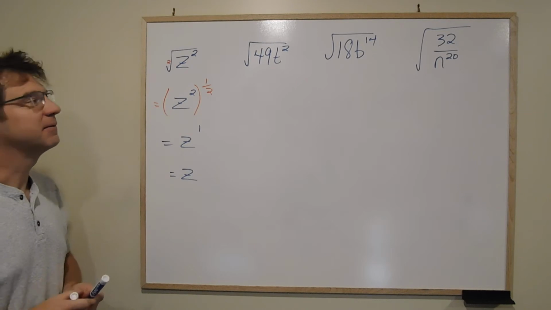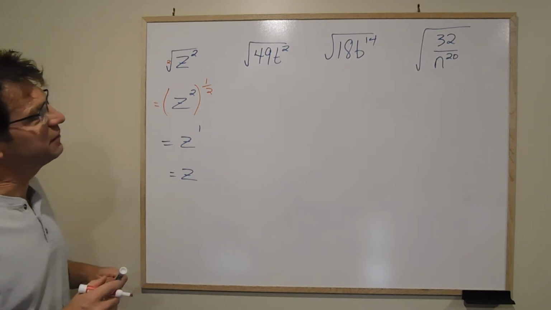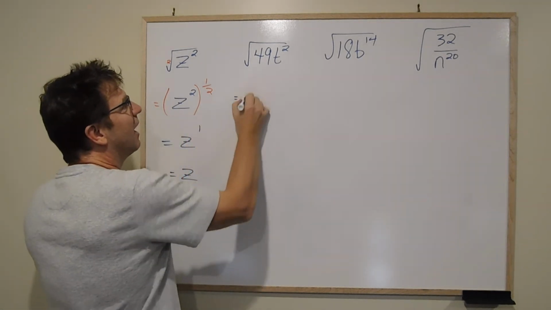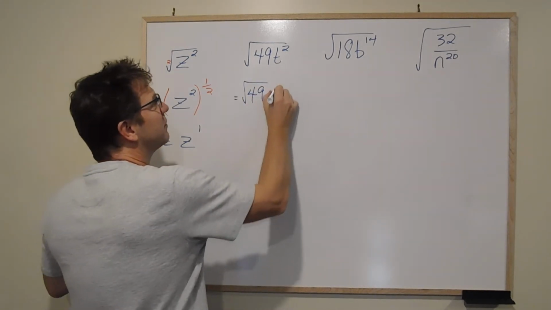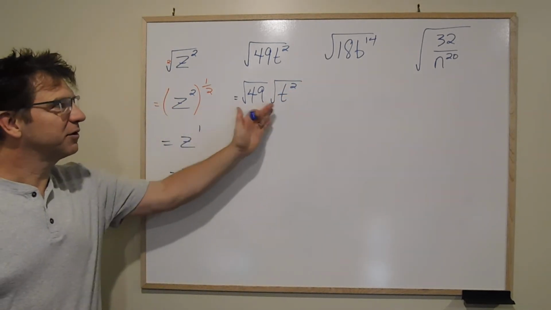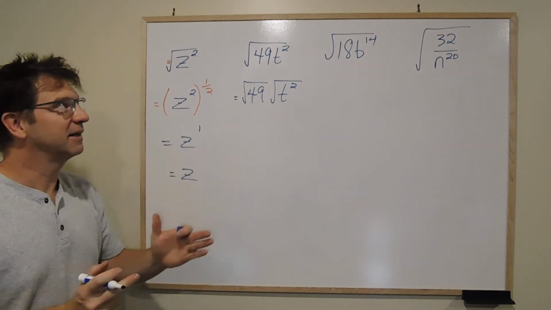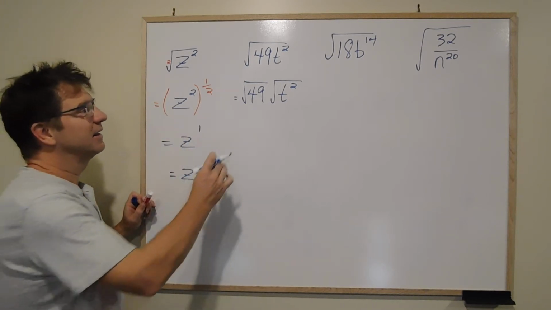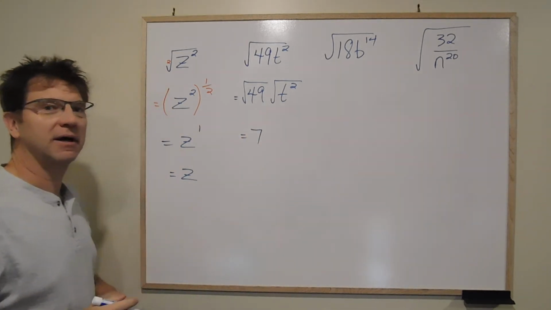Let's look at the second one. Very similarly, let's do an extra step here before I say very similarly. I can do the square root of 49 times the square root of t squared, because if I have a square root and a square root, I can multiply the radicands and get 49t squared inside. Now, as soon as you know you can do that, I can take the square root of 49, which is 7.